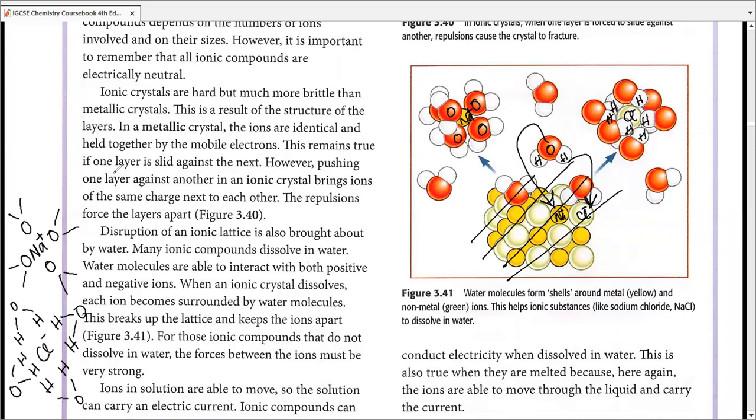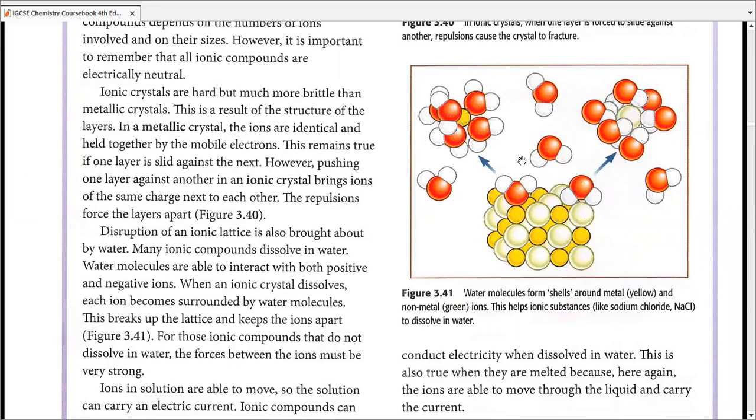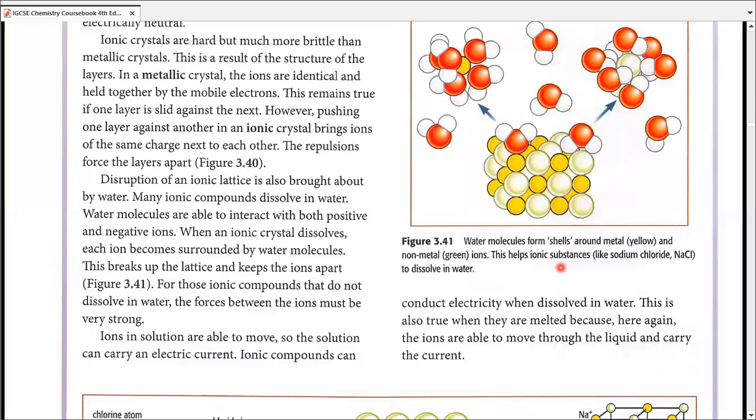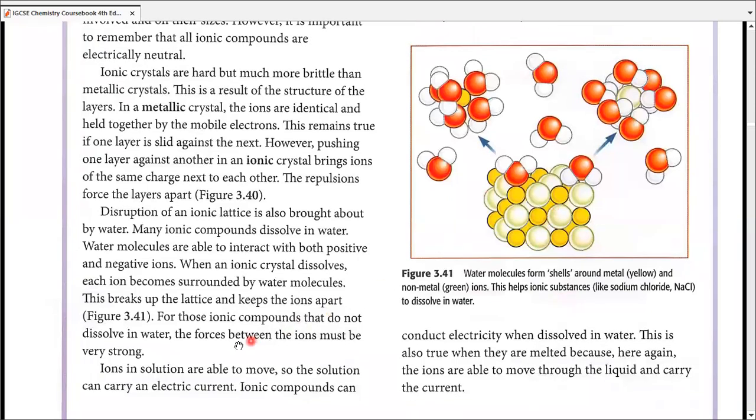Clear enough? So I've drawn them in a symbolized way instead of just the ball and stick model. So this is actually the explanation of this diagram in a symbolized way. So now you understand that they are able to separate the ions, and the water is then able to surround them. So the ions in the solution are able to move.